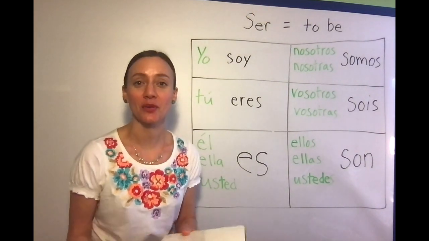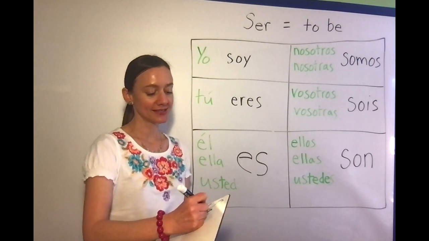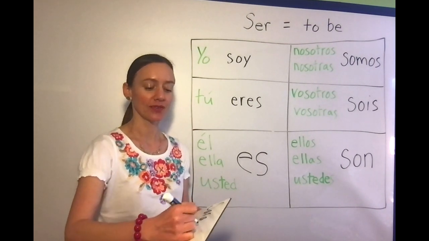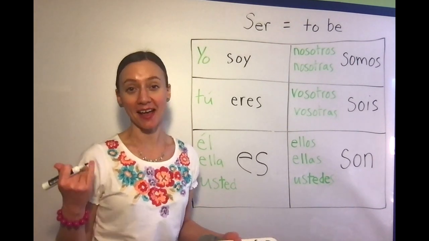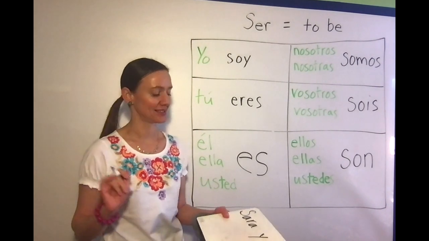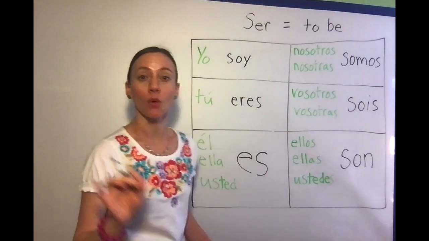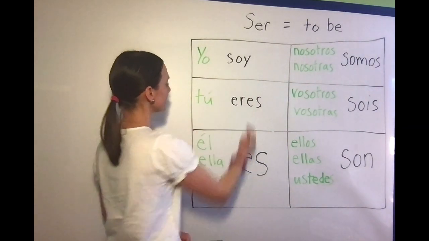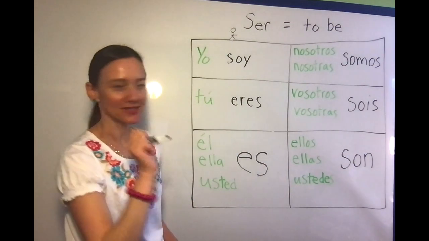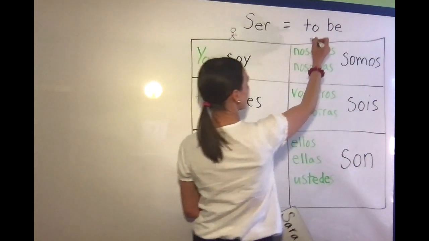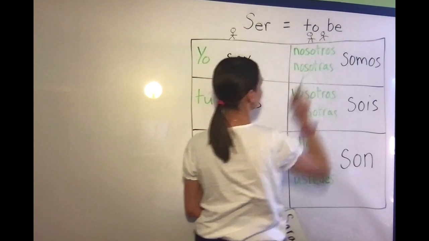Okay, now let's try another one. Let's pretend that I was talking about Sarah and myself. So now I'm gonna say Sarah and I are smart. Which in Spanish, "Sara y yo." Now we wanna remember that this side of the chart is singular, one person. This side of the chart is plural, 2 or more people, okay?